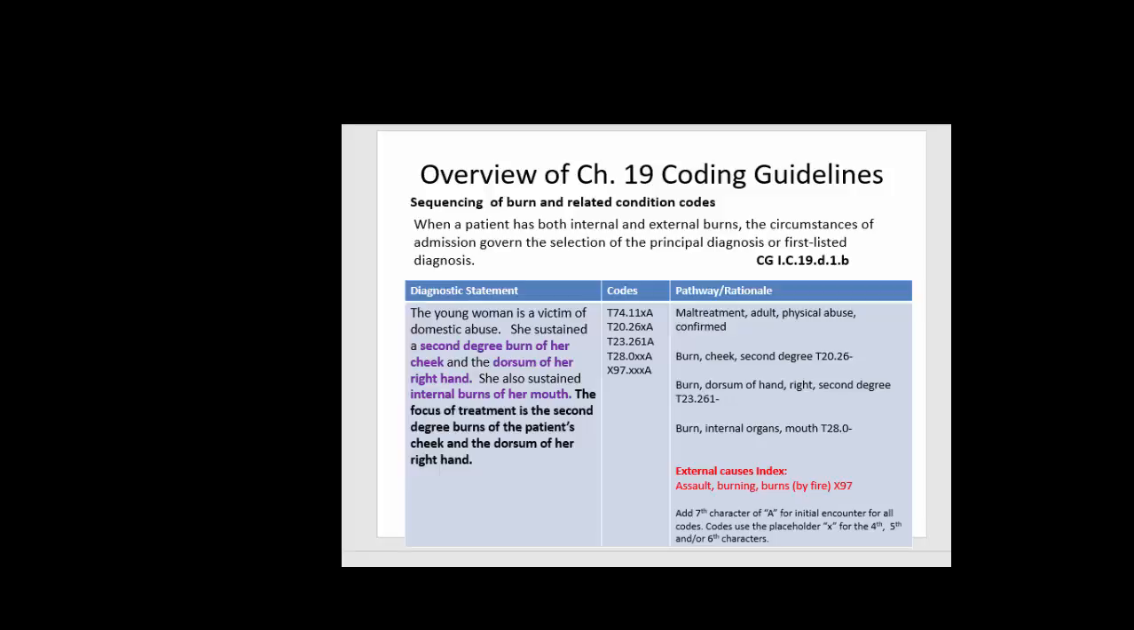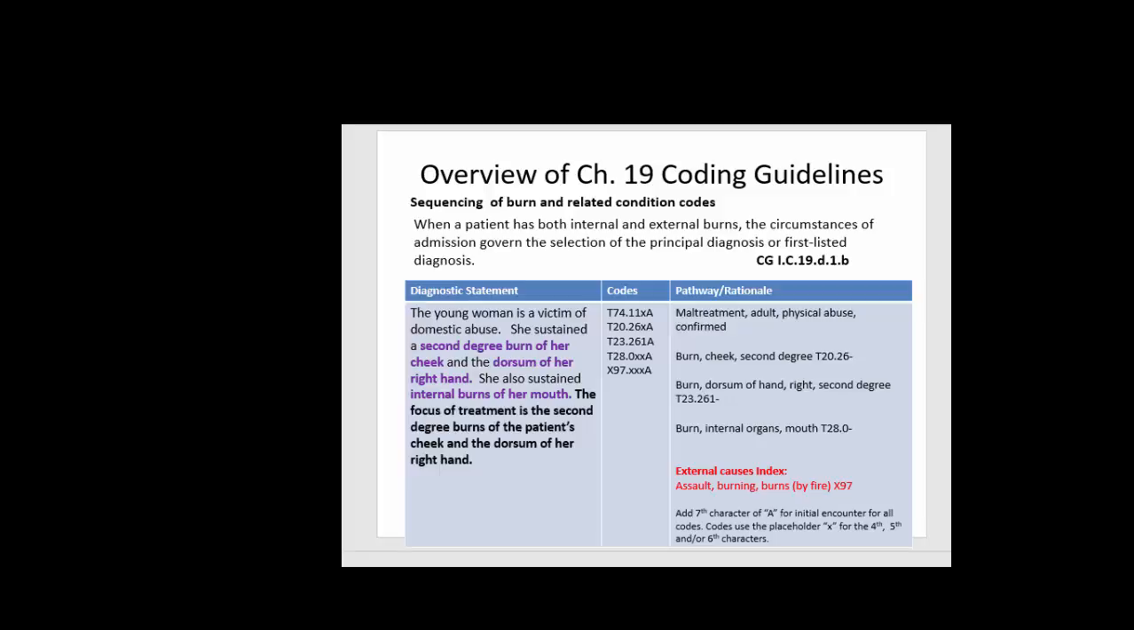The next guideline is talking about those cases where the patient has a burn but also has other things going on. And what I'm talking about in this particular scenario is domestic abuse or a confirmed case of adult abuse. There is a separate podcast that talks about child and adult abuse, but just for now, know that that is always going to be your principal diagnosis when you're confirming abuse.